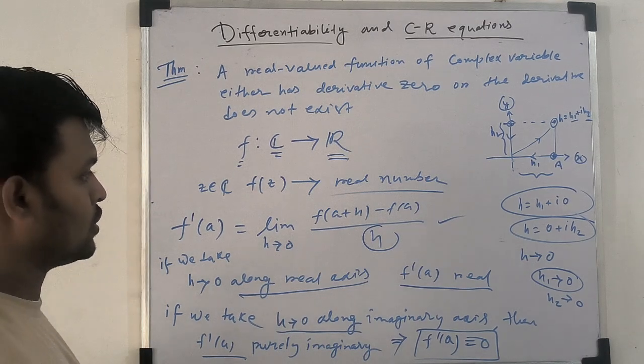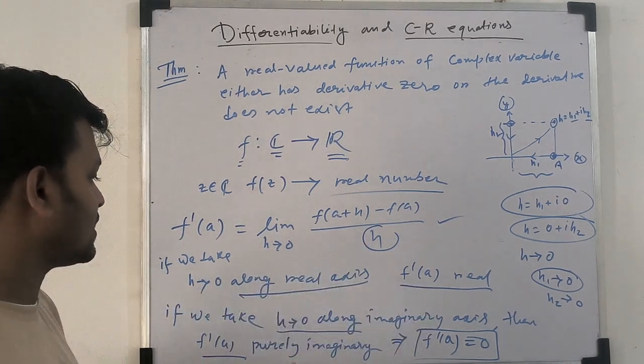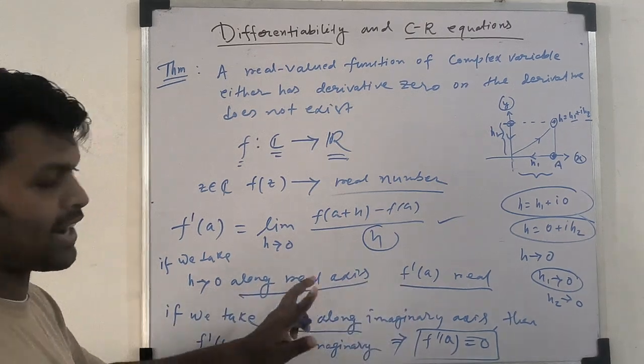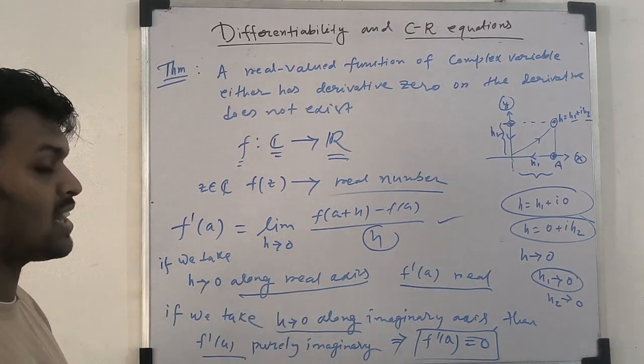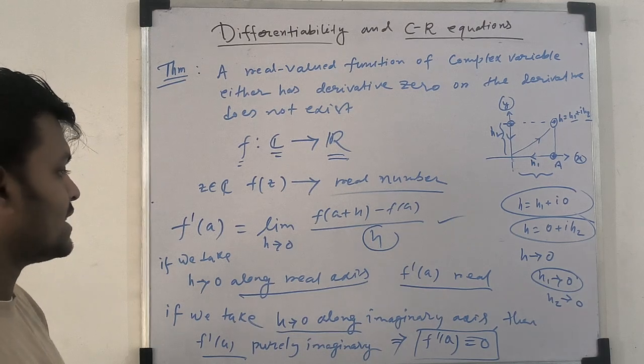Okay, or does not exist. So this is real and this is purely imaginary. So these are two different. So the limit only exists when these are path independent. So this is path dependent.